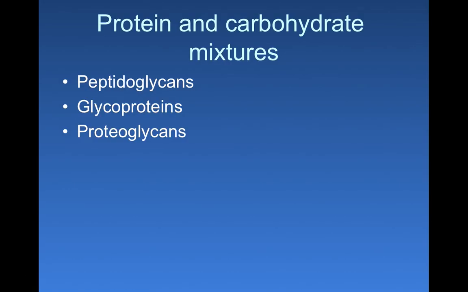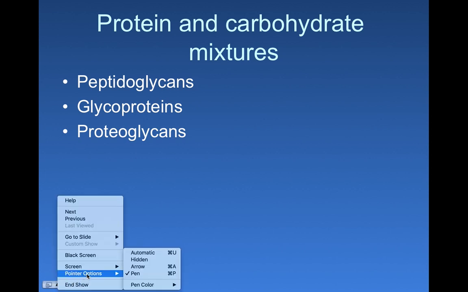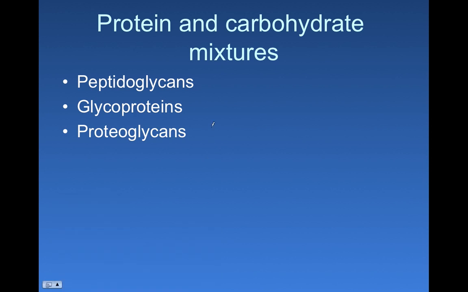Okay, now that we've learned about carbohydrate monomers and polymers, we're going to talk about how they can work in conjunction with proteins to have different functions biologically. And so we're going to talk about carbohydrate protein mixtures. Mixtures isn't really the right word. That suggests that these are separate from each other. But when protein and carbohydrates are bound together in the complex, we get three categories: peptidoglycans, glycoproteins, and proteoglycans.